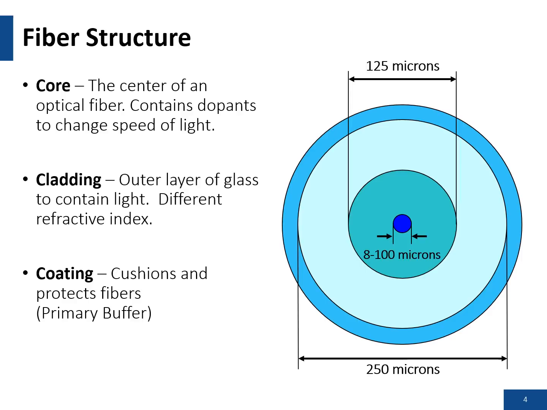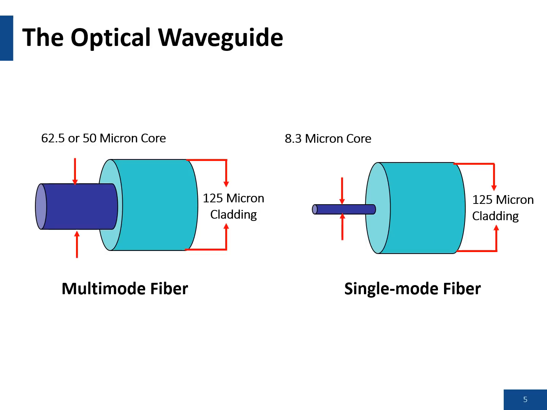Typical telecommunications style fiber is based upon 250 microns coated, 125 microns at the cladding, and then depending on the type of fiber it is, somewhere between 8 to 100 microns in the core. In multi-mode fiber, the cores are either 62.5 or 50 microns with 125 micron cladding. Single-mode fiber has a much smaller core at 8.3 microns and again 125 micron cladding.